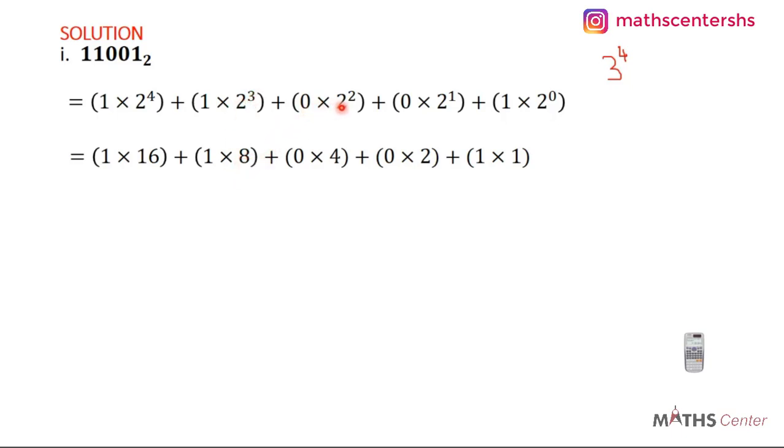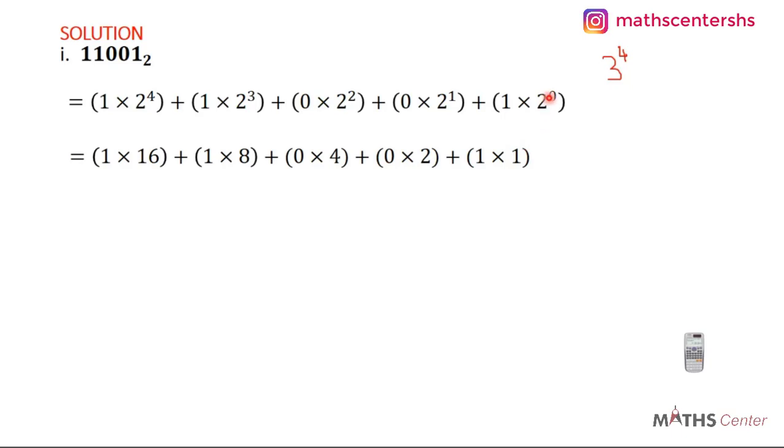0 times 2 exponent 2, 2 exponent 2 will give us 4. 0 times 2 exponent 1, 2 exponent 1 will give us 2. Then plus 1 times 2 exponent 0 is 1. If you watch the video on indices, you remember that any number or variable raised to the power 0 is 1.